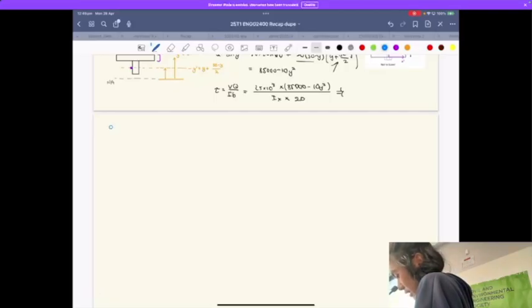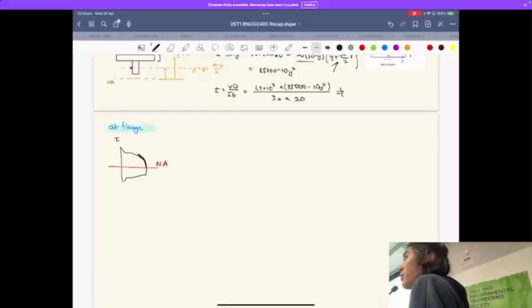This is at flange. So going step by step, we solved for the shear stress at the neutral axis. We solved for the part where it's in the web, the shear stress in the web, and now we're going to solve for this last part in the flange.